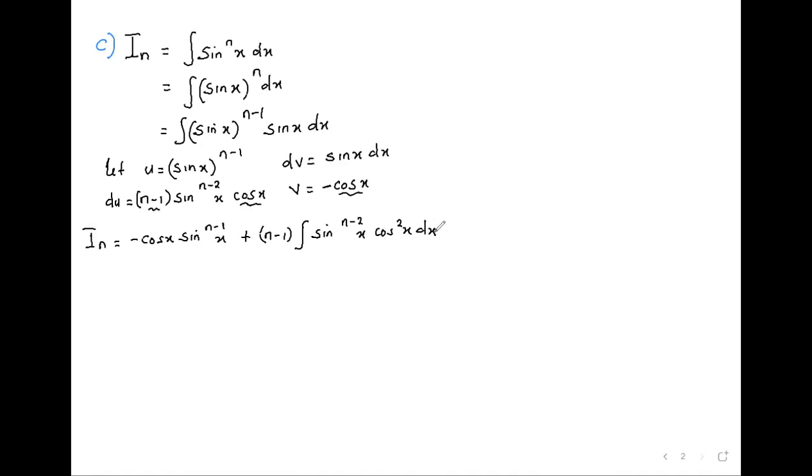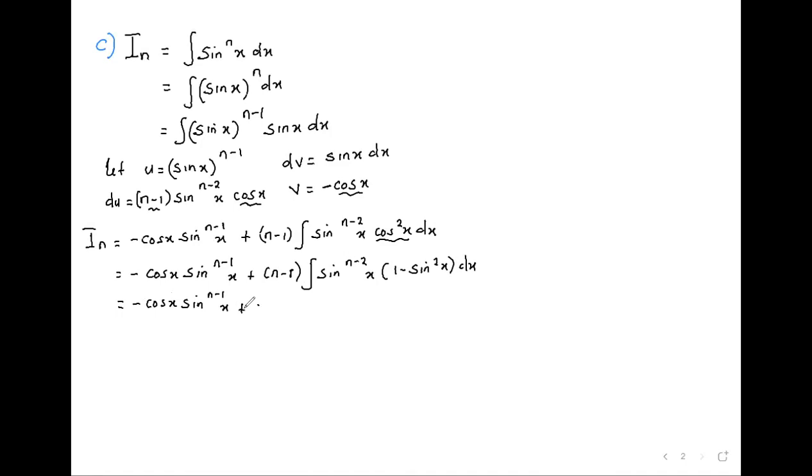And then dx. Then this is negative cos x sine^(n-1) x plus (n-1). Remember, cos squared is like 1 minus sine squared, so write it in that form. So we have sine^(n-2) x, and then open 1 minus sine squared x dx.